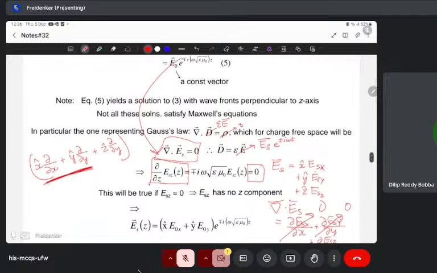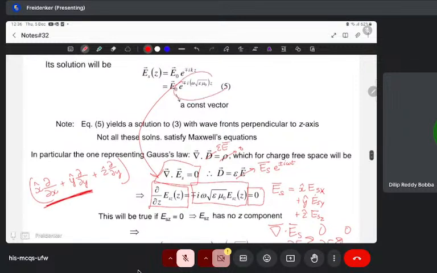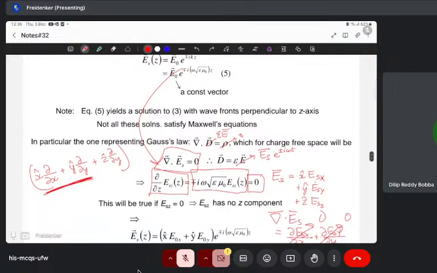I can differentiate my ESz. What will I get? I'll get this one. I just have to differentiate this. E naught bar is a constant, so that is not a problem. So if this has to be 0, I know omega is non-zero, epsilon is non-zero, mu naught is non-zero. So ESz must be 0.